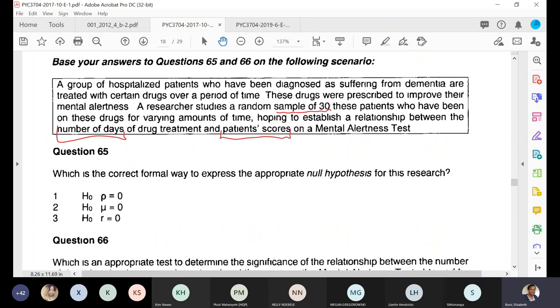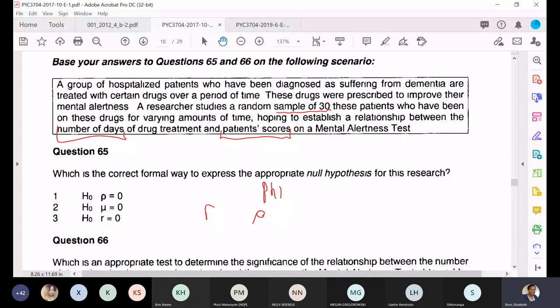Which is the correct formal way to express the appropriate null hypothesis for this research? And here we're talking about the relationship between two numerical values. So it means the sample statistic will be r, because it will be the correlation coefficient from the sample test. The population statistic will be rho. I don't know how you pronounce it, but it will be rho.